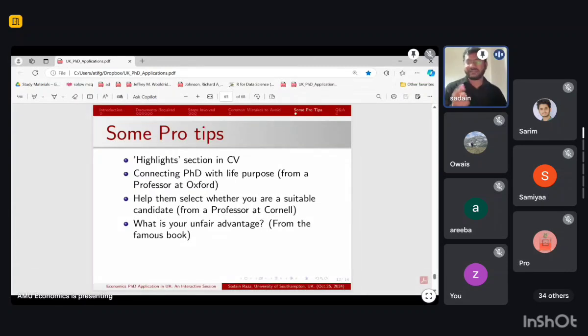So help them select whether you are a suitable candidate. And the next pro tip is, what is your unfair advantage? This is from the famous book Unfair Advantage. The idea is that every person has got some advantage.